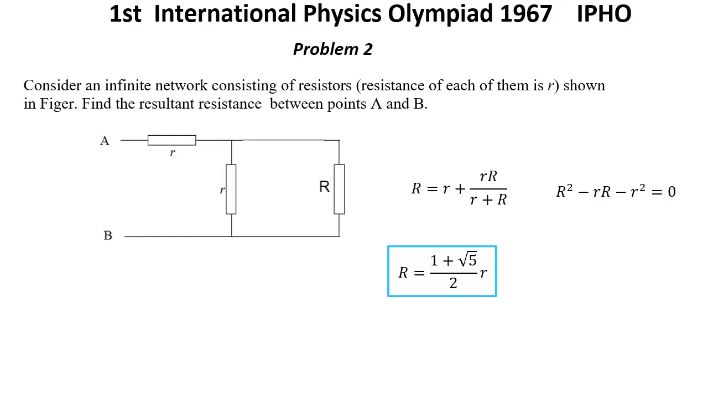And finally we have two roots for this equation, one of which is negative, which is not good, and the good solution is positive, this one. That was solution for problem number 2.